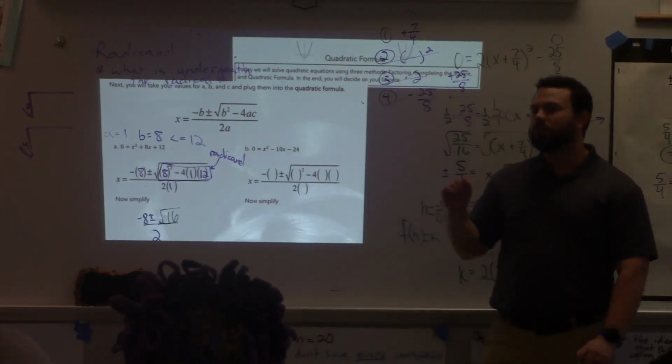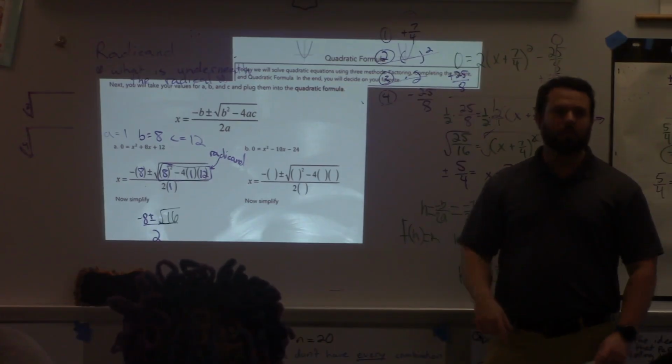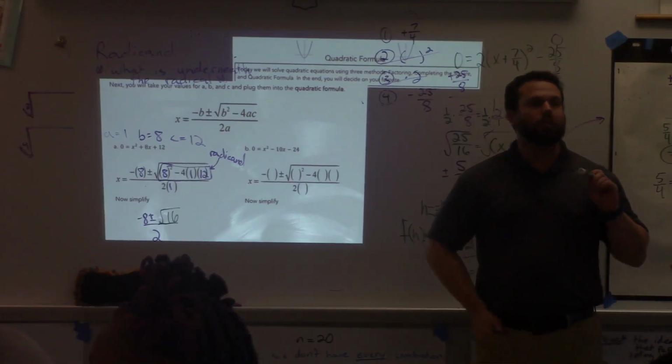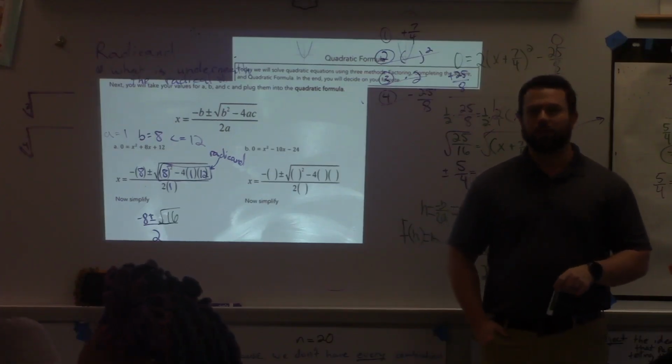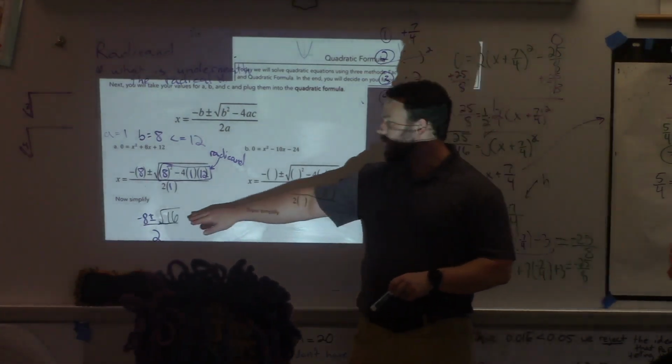Now, you can just automatically do the square root, but we're going to learn tomorrow why I don't want you to put the square root in right away. So, just type in the radicand.